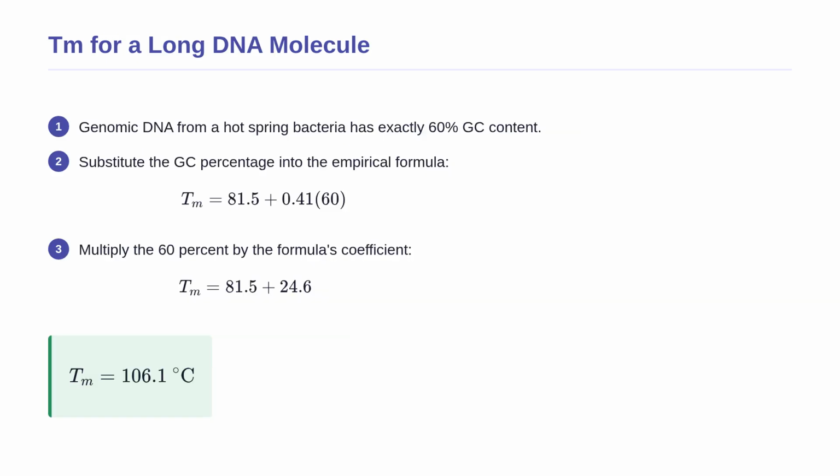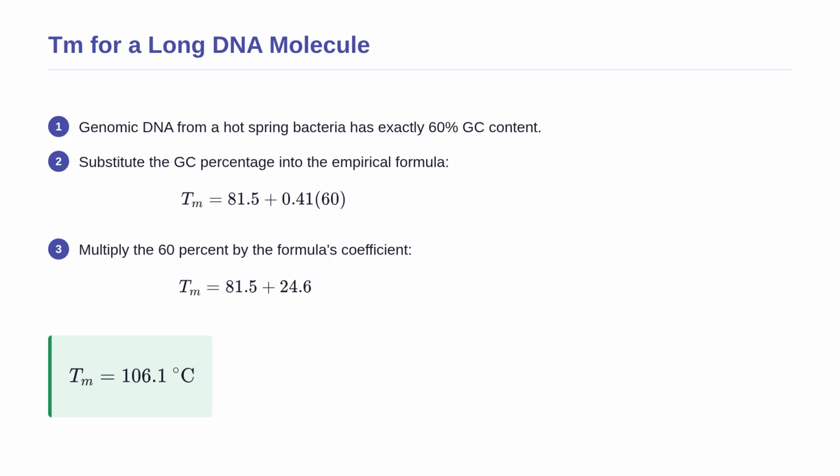Now that we have our empirical formula, let us apply it to a real-world biological scenario. A researcher extracts a long genomic DNA sample from a newly discovered bacteria living in extremely hot volcanic springs. We are given that the DNA consists of exactly 60% GC base pairs, and we need to calculate the expected melting temperature. Because we are dealing with a long genomic molecule, we must use the empirical formula.